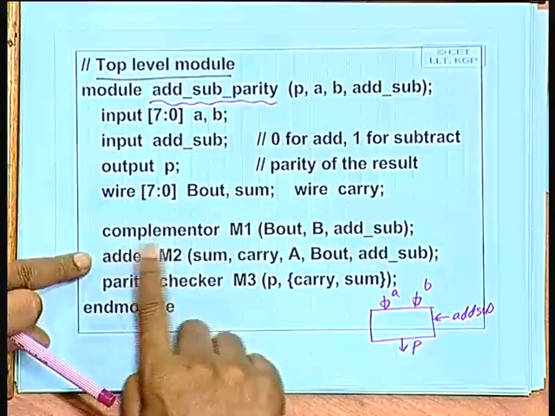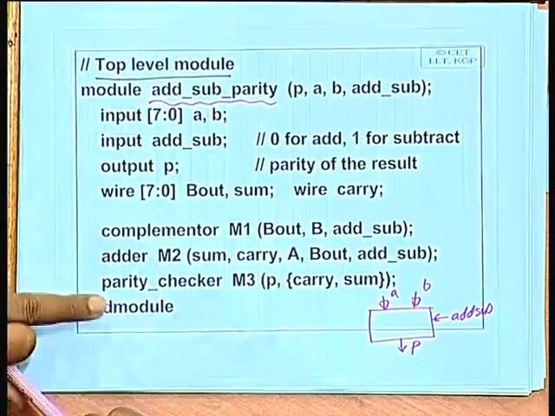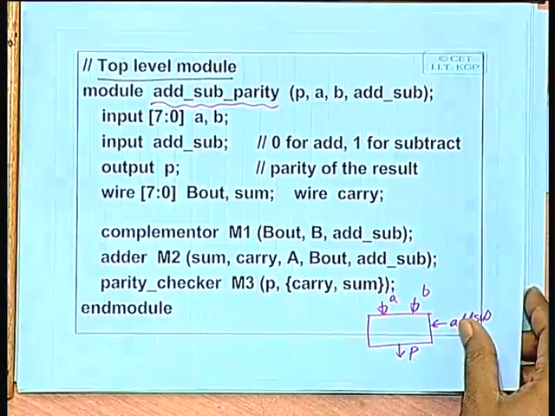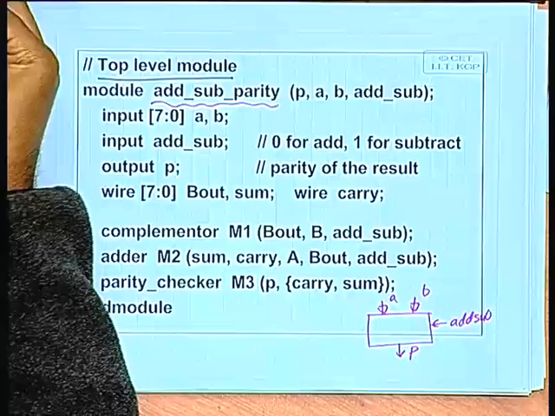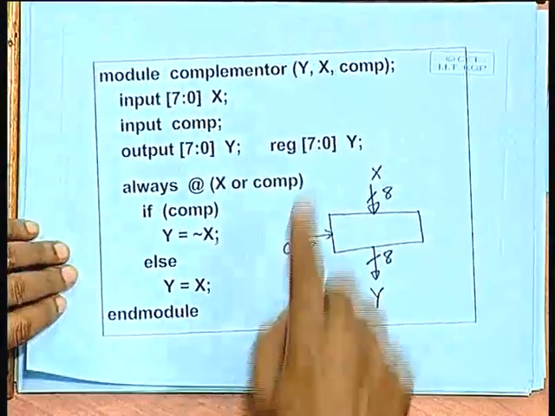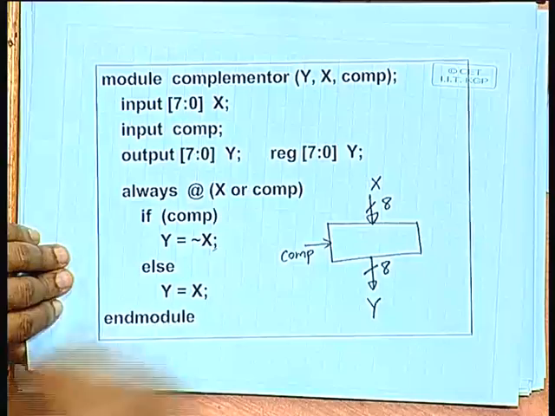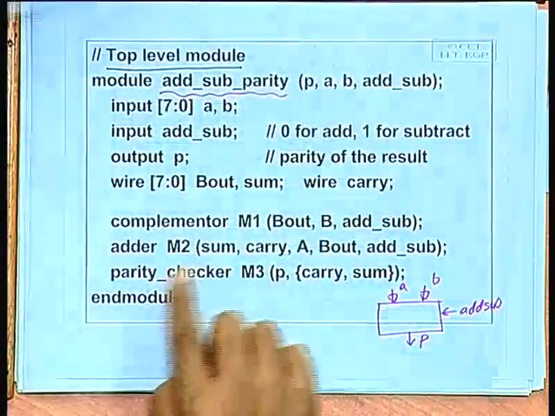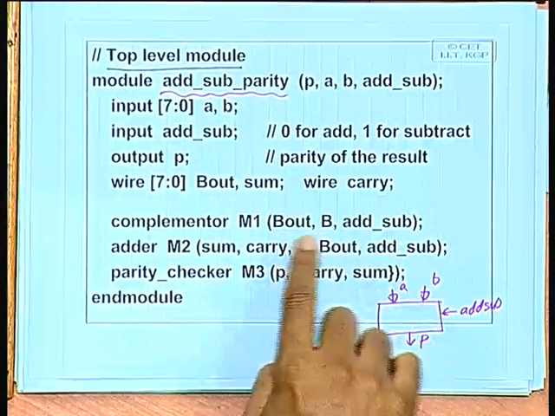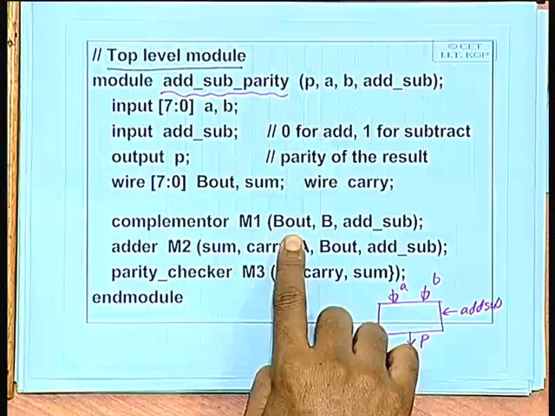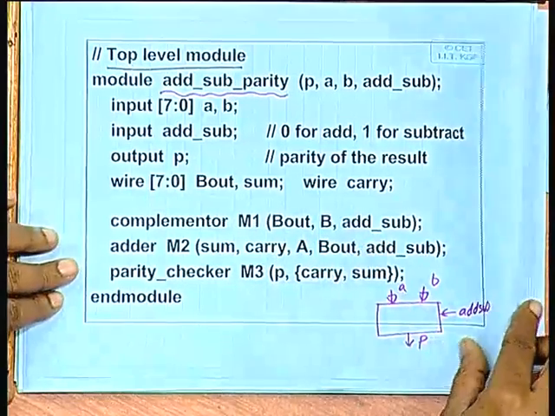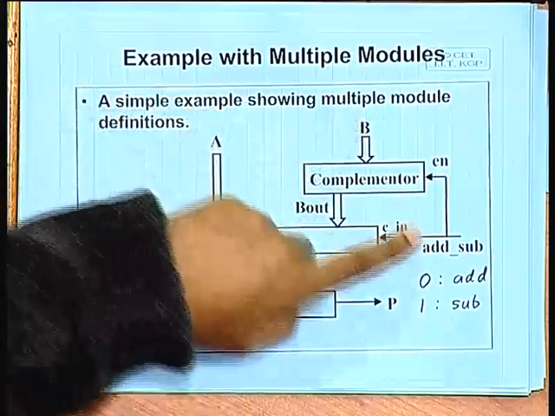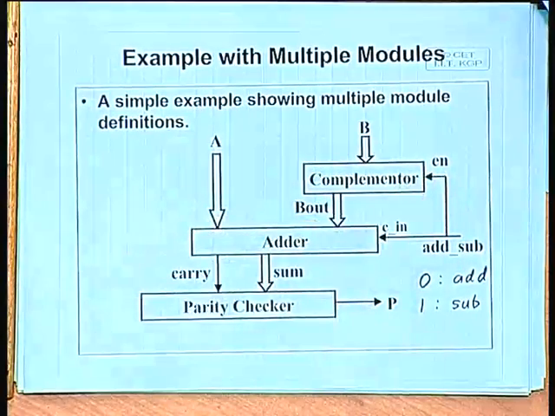Now, we start instantiating the complementer, adder and parity checker. For the complementer, as we have earlier designed, we had specified the parameters in a particular order. First one is the output, second one is the input vector, third one is the control. So, here also when you are instantiating, the parameter ordering is kept the same. B out is the output, B is the input, add-sub is the control. You can again refer to this diagram. B out is the output, B is the input, and the add-sub signal is coming in, right.